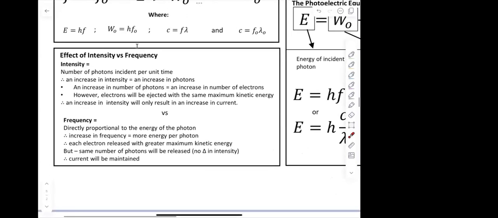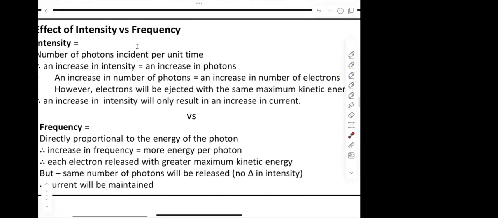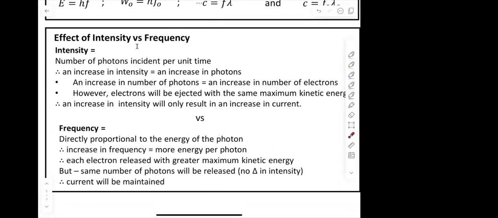And then the effect of intensity versus frequency, right? Intensity equals the number of photons that are incident per unit time. Think about intensity: when your light is brighter, your light is more intense. That just means you're having more photons reach you with the same amount of energy. The energy amount doesn't change. So an increase in intensity equals an increase in photons, not energy, but photons. An increase in the number of photons equals an increase in the number of electrons that are emitted.